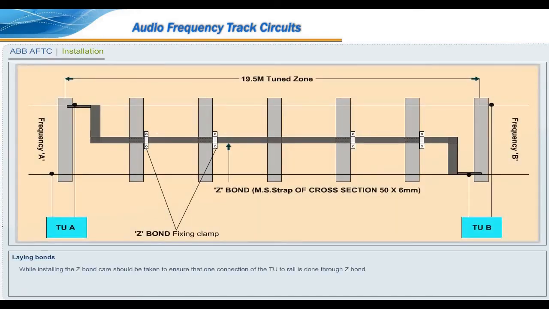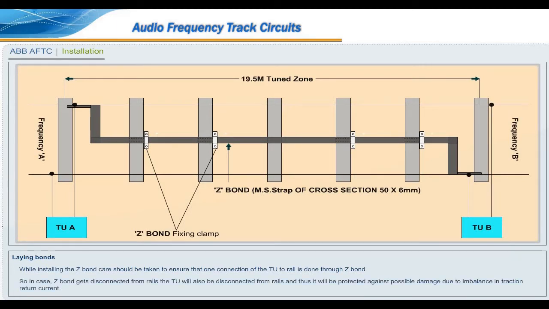Laying bonds. While installing the Z-bond, care should be taken to ensure that one connection of the TU to rail is done through the Z-bond. So in case the Z-bond gets disconnected from rails, the TU will also be disconnected from rails and thus it will be protected against possible damage due to imbalance in traction return current.